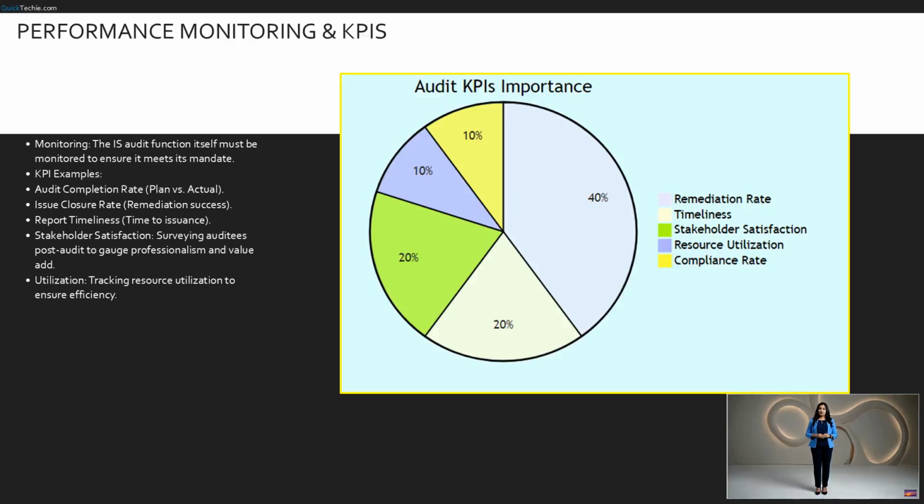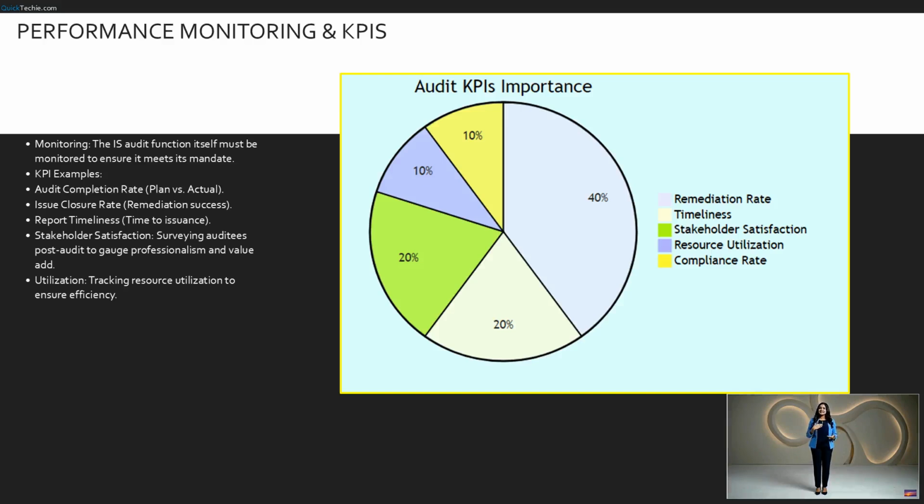How do we know if the audit function is healthy? We measure it. Quality assurance involves monitoring key performance indicators, KPIs. We look at efficiency metrics like report timeliness. How long does it take to get findings to management? We also look at effectiveness. Are our findings actually being closed? Finally, we measure stakeholder satisfaction. Did the auditee feel the process was professional and added value?